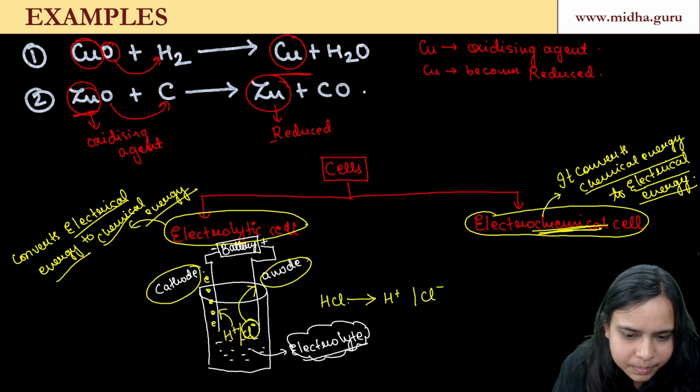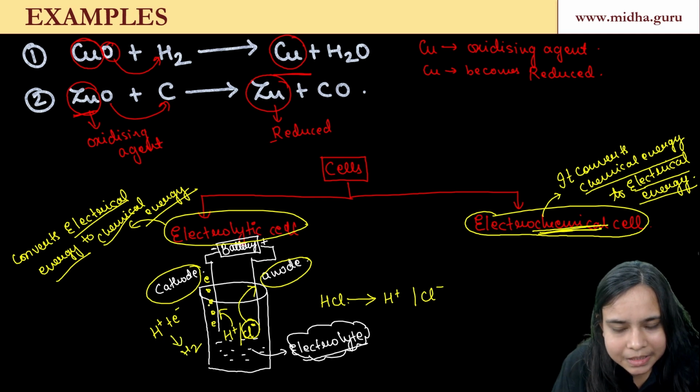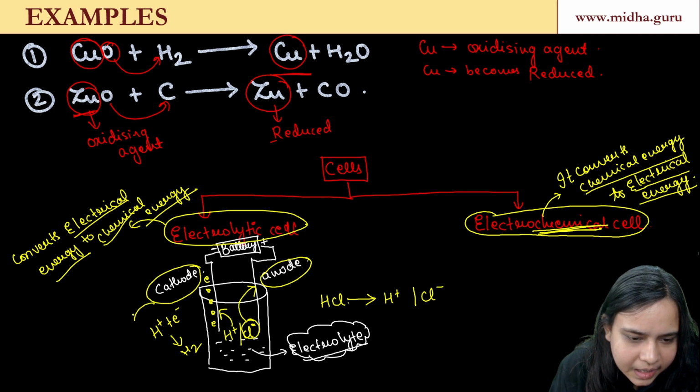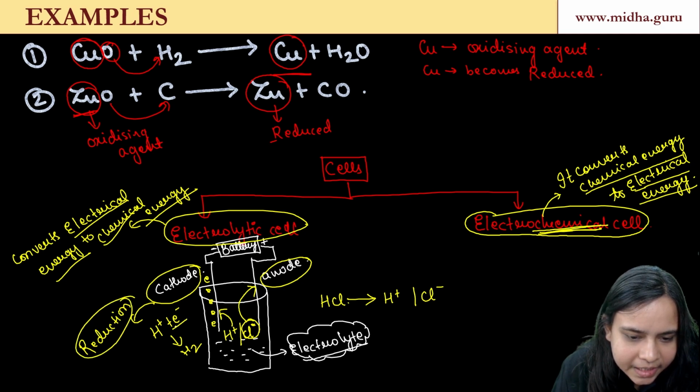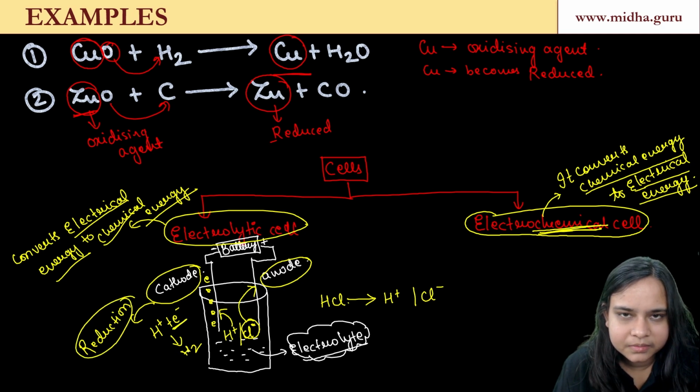And when the H plus ion migrates to this electrode, it will gain an electron and become H2. So we can conclude from here that reduction is taking place. Why is reduction taking place? Because gain of electrons is happening here.